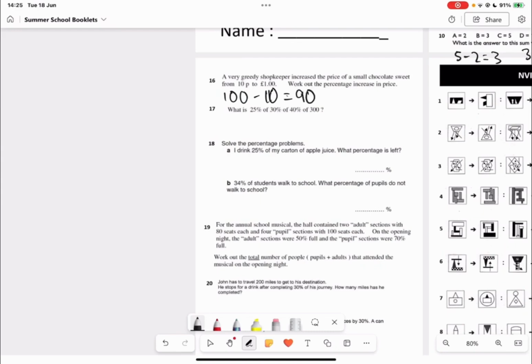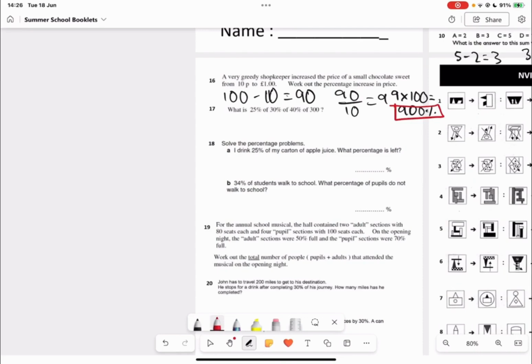So then we do 90, which is the increase, so our 90p, and we divide it by 10. So 90p divided by 10 is 9, and then we do 9 times 100 because it's a percentage, and that gives 900%. This is like multiplying by 9.